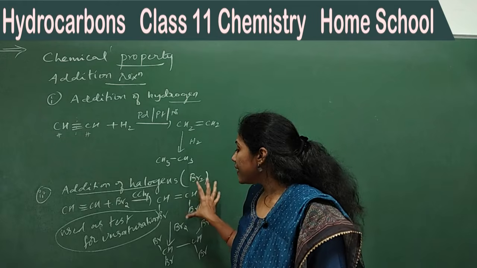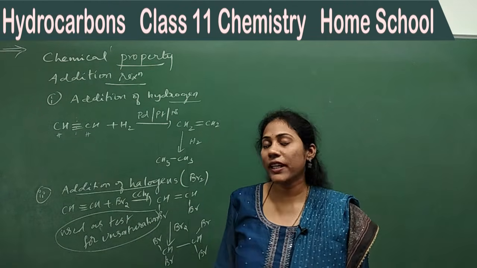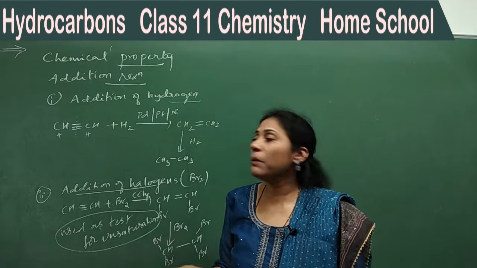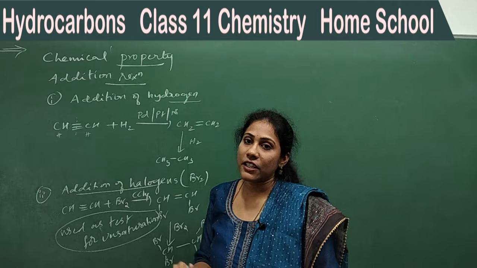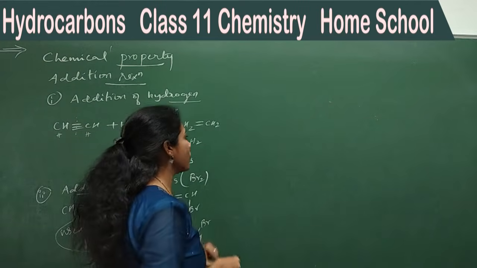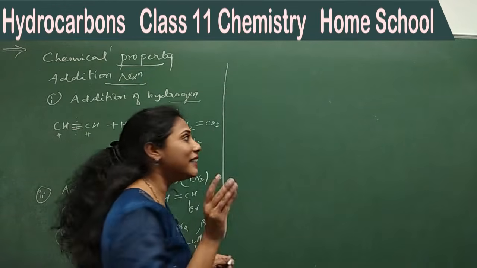That is why this reaction is used as a test for unsaturation. If you want to detect whether there is a presence of double bond or triple bond, you can always go for this reaction. So this is all about addition of halogens. And now let us talk about addition of hydrogen halides.